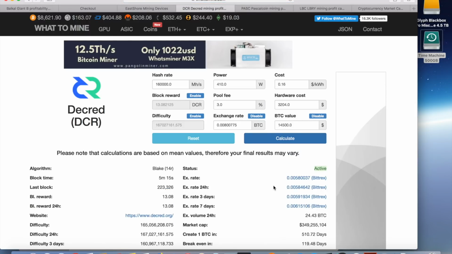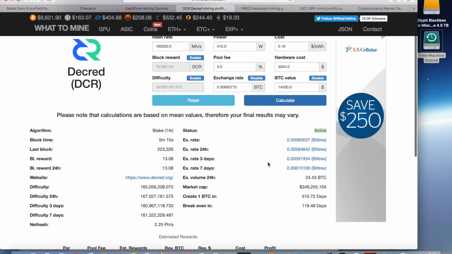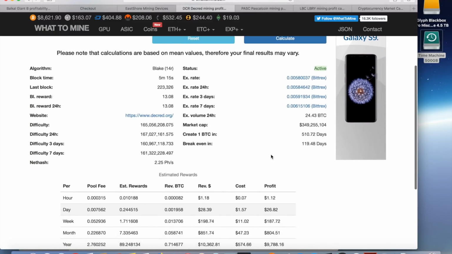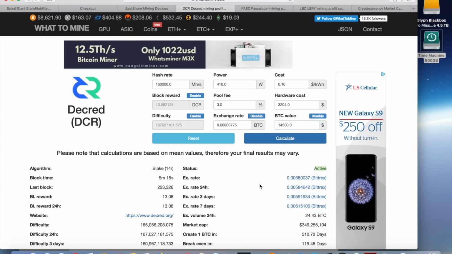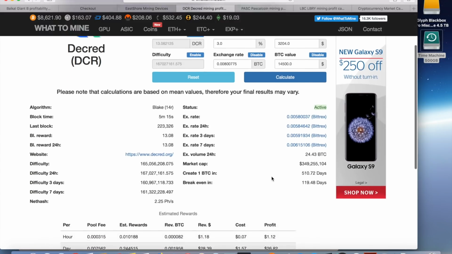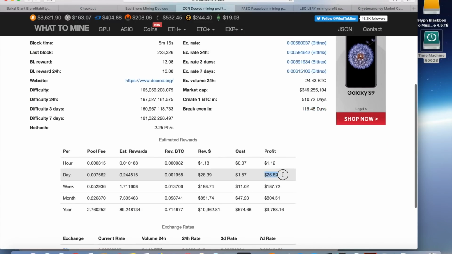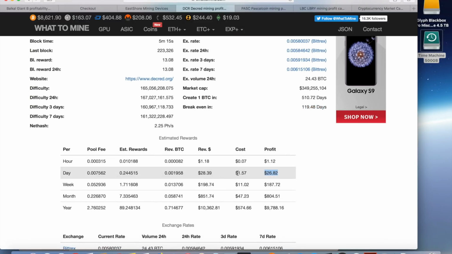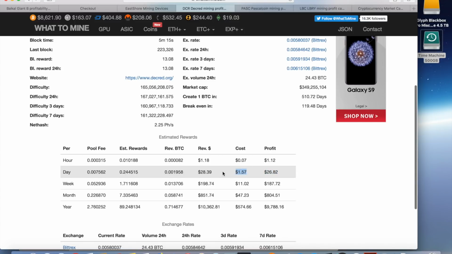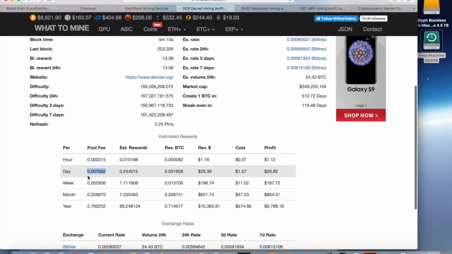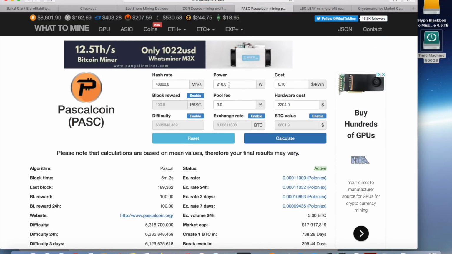Now, this is the difference of the bull market. If we return, hopefully, to these numbers, Bitcoin's back up to 15 grand, Decred's recovered, and everything's on its way up, you're looking at a break-even of 119 days, and you're looking at 27 bucks per day profit, after $1.57 in electricity and your pool fees. Not bad. Pascal, okay?